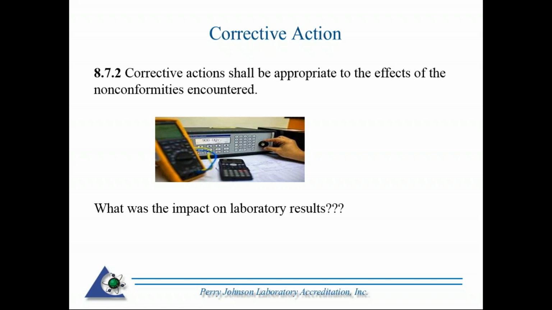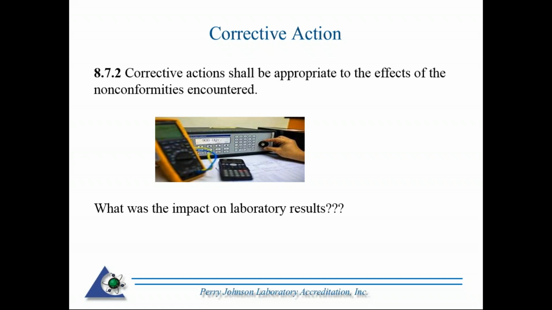This was always in the 2005 standard. You can see the requirements there. Corrective action shall be appropriate to the effect of the nonconformance encountered. So what does that mean? Basically, what we're looking at there is the end results.